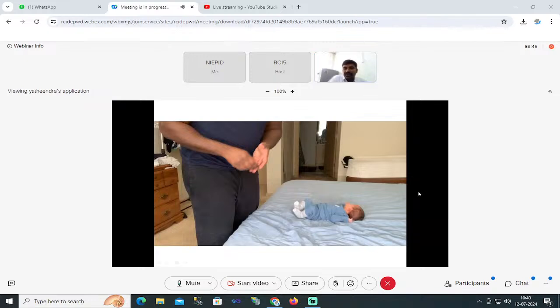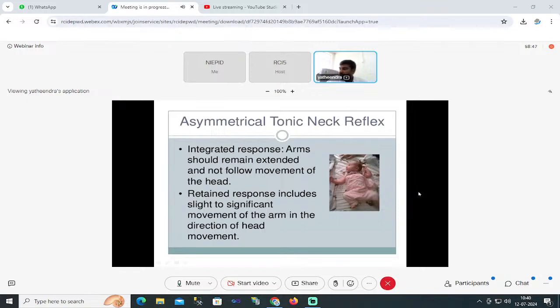I'll show you these videos at the end. Okay, next one is the asymmetrical tonic neck reflex. What I showed you before was the symmetrical tonic neck reflex. Now this is the asymmetrical tonic neck reflex.